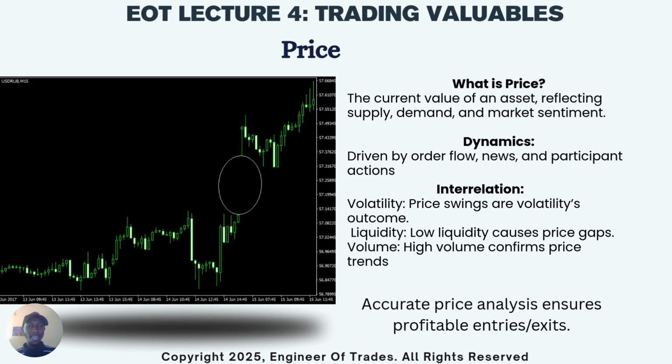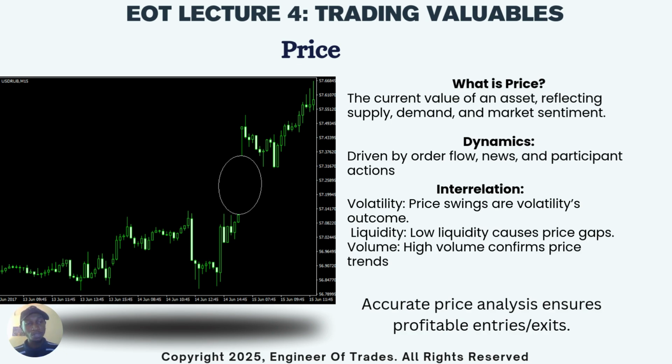And then we have things that influence price. We have order flow. We looked at order flow in the past lectures. We have news. I've just mentioned that in the past slide. And then we also have participant actions. This is basically the perception that traders have about a particular asset, and that affects the price of that asset in the long haul.